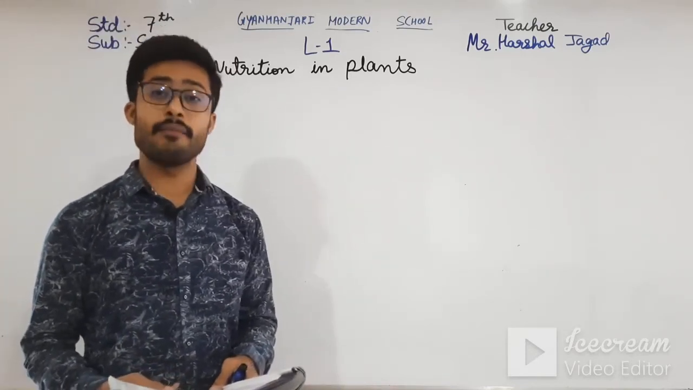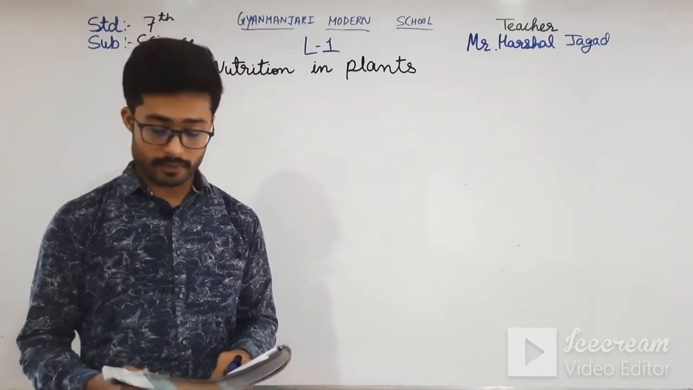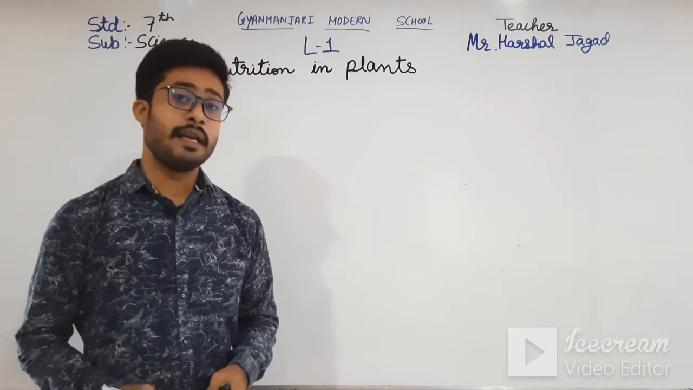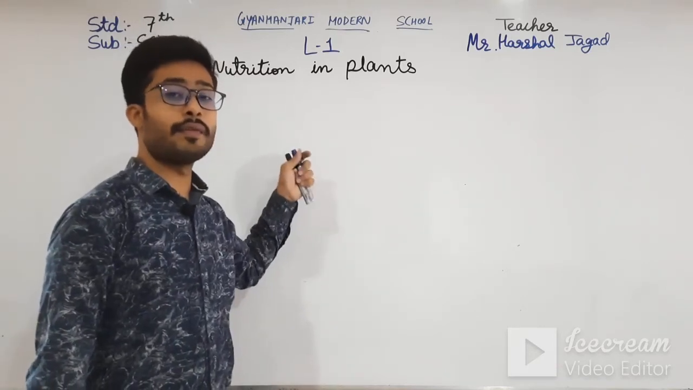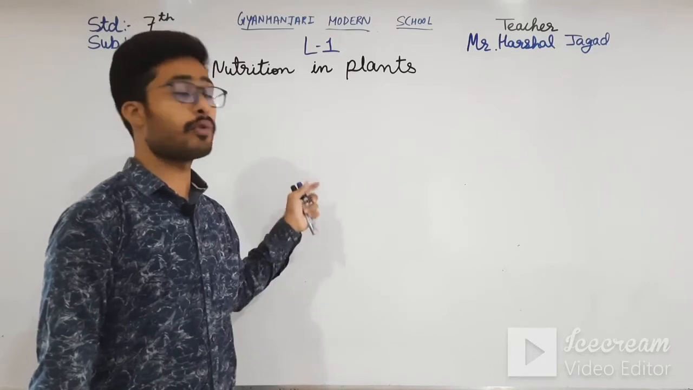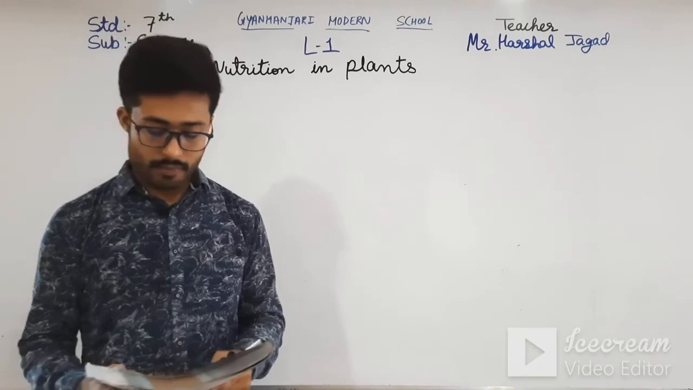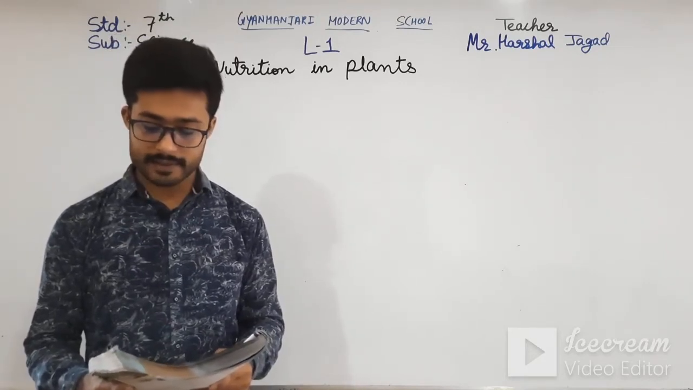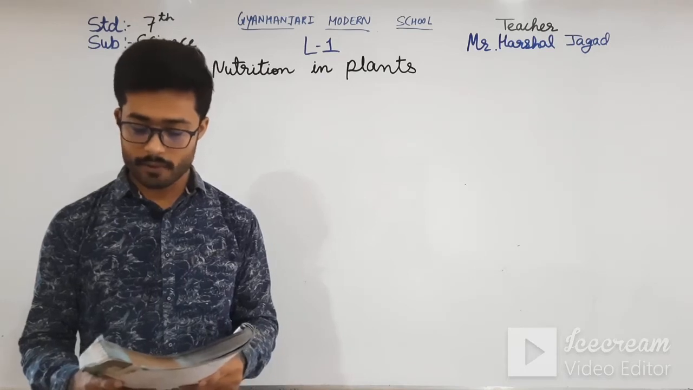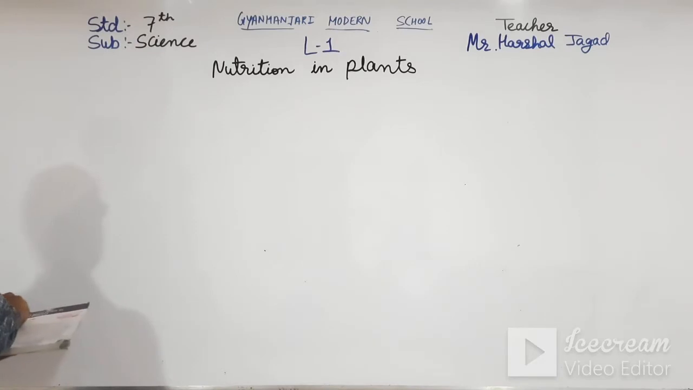Green plants are able to make their own food through a process called photosynthesis. It means they make their food by their own. This process is known as the photosynthesis process. Okay students, next, the mode of nutrition by which an organism makes its food is called autotrophic nutrition. Let me write the definition of autotrophic nutrition.